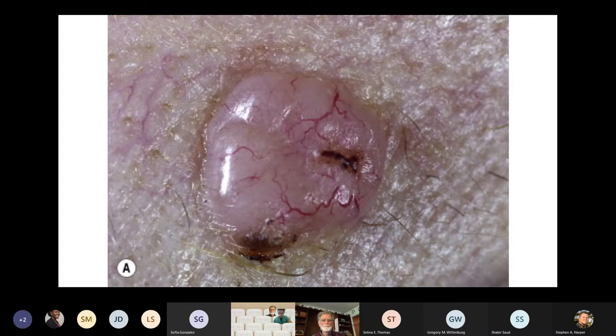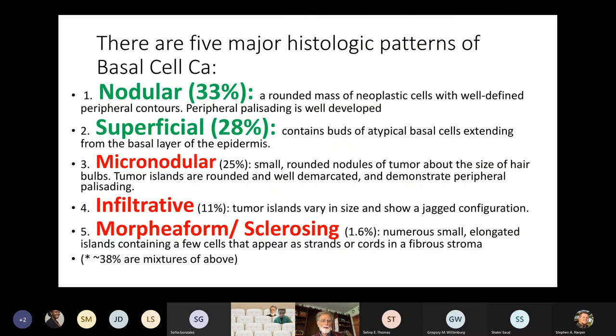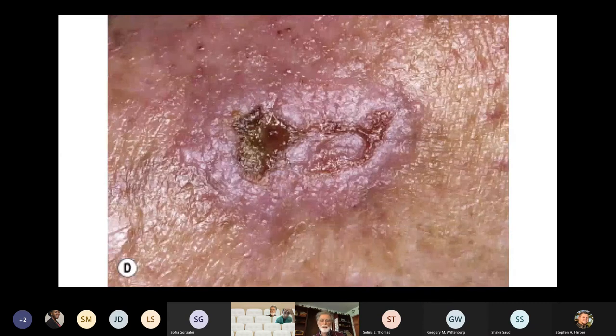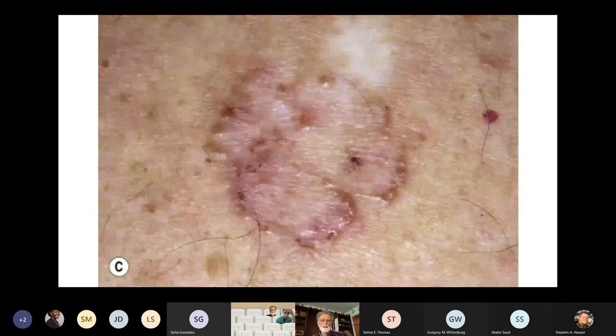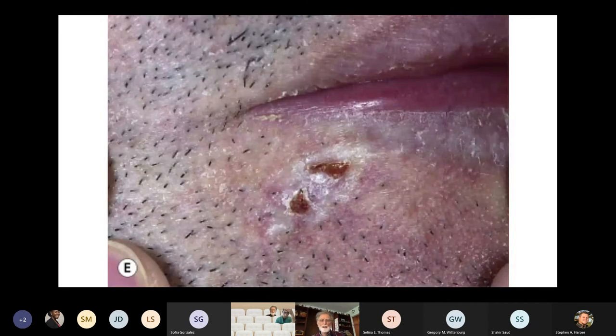So this is a basal cell, telangiectasia's pearliness part of it, and most of them are nodular. 28% are superficial. So these comprise the 60% that we can treat quite easily in family practice clinic. You don't want to treat micronodular, infiltrative, or morpheiform sclerosing. They're more problematic and a little bit more aggressive. But the 60% you can treat. So how would you treat nodular basal cells like these. This one is near an orifice.